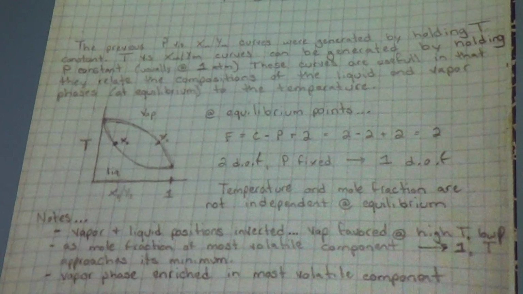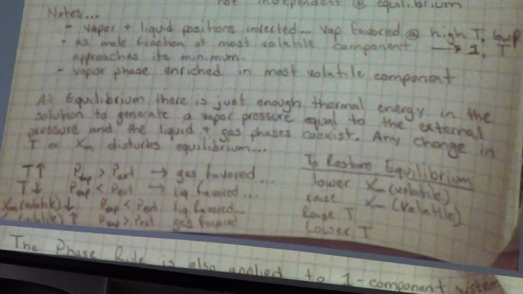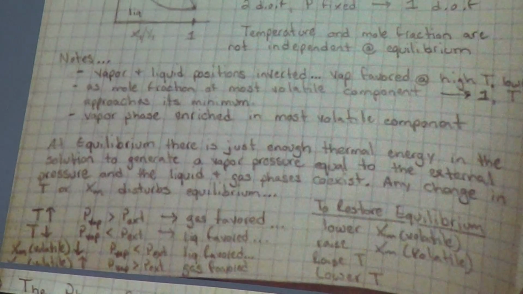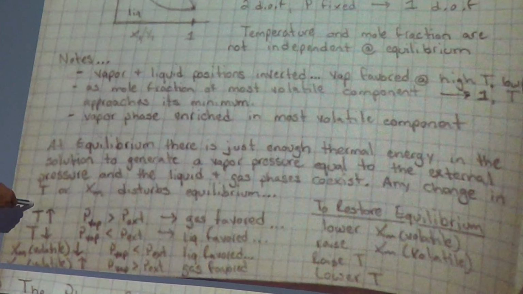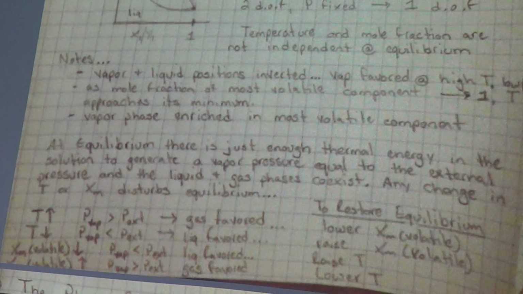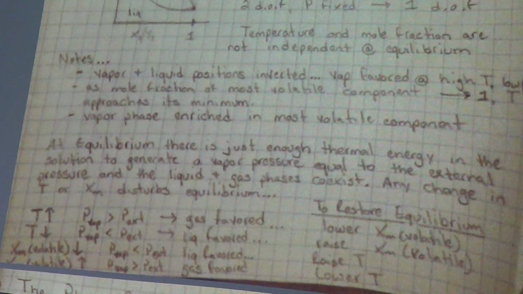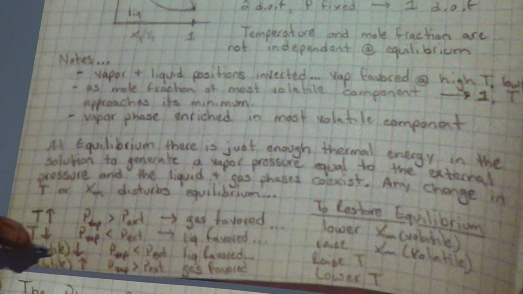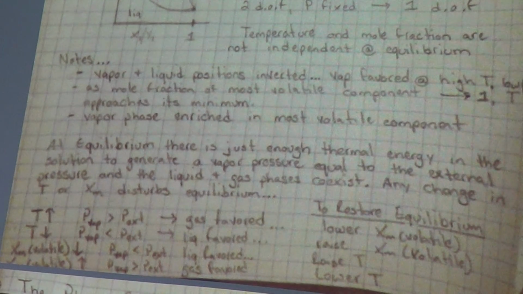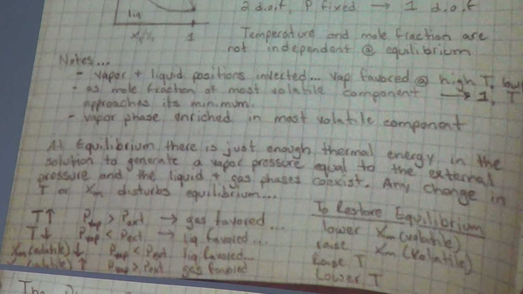So down here, just got a summary of the different changes that we can affect on the system and what changes we would have to then make in order to restore equilibrium. So an increase in temperature pushes us towards the gas phase. We'd have to lower the mole fraction of the more volatile component to maintain equilibrium. A decrease in temperature ends up favoring the liquid phase. We'd have to raise the mole fraction of the more volatile component to maintain equilibrium. If we change the components, there would be similar changes in temperature that would be requisite to maintain that equilibrium position.